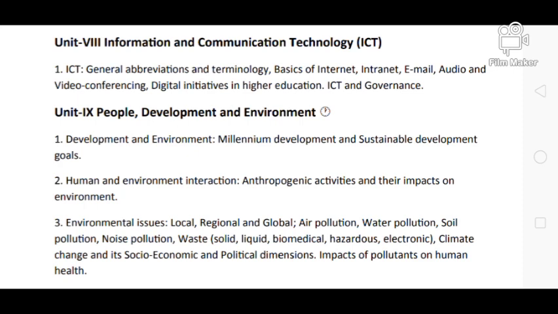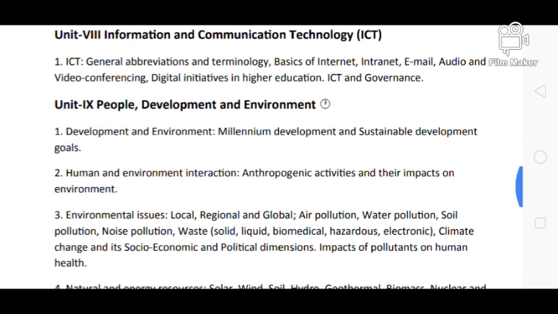Here we have to know about the ICT general abbreviations. We have to know about the general abbreviations and terminology and basics of internet. We have to know basics of internet and intranet. We have to know about the email. We have to know about the audio and video conferencing, digital initiatives in higher education. We have to know about it. And ICT and governance. What is the importance of ICT in governance? We have to know about it.